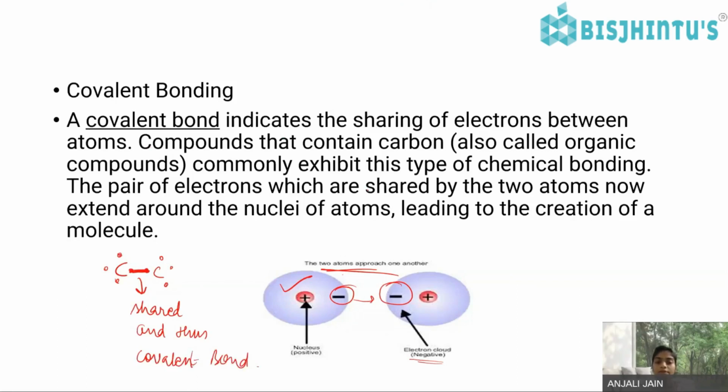The pair of electrons shared by two atoms extends around the nuclei of the atoms, leading to the creation of a molecule. Now this is my ethane molecule. The valencies of hydrogen are satisfied.